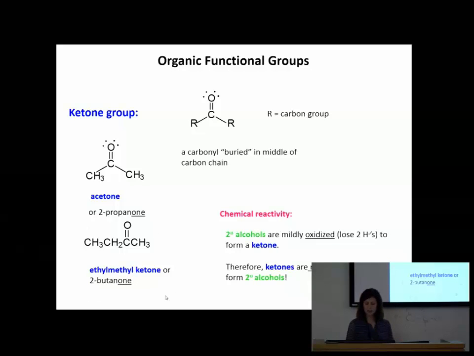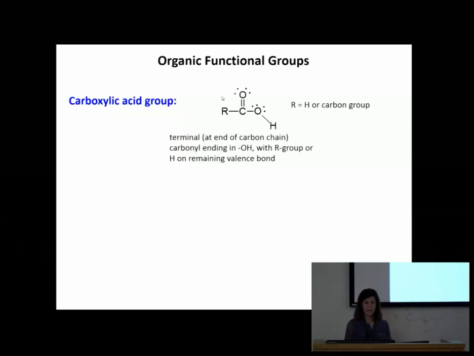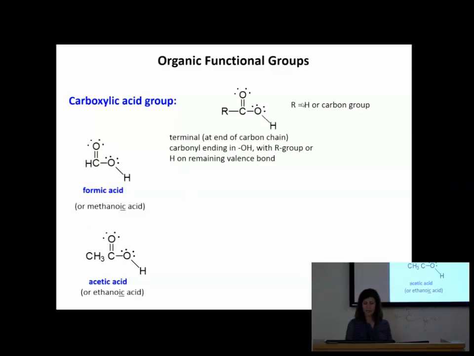So before we had an OH here and a hydrogen on this carbon, we took the hydrogens off and that oxidized it. So we can reduce it again to get the secondary alcohol. Carboxylic acid has the carbonyl with the OH. So what we're doing is we have that carbonyl, used to have an H for an aldehyde, but we took that H off and we put an OH on it, and then that's going to be an acid. The reason why it's an acid is that this hydrogen can be donated. This hydrogen ion can be donated. So acetic acid is this one.